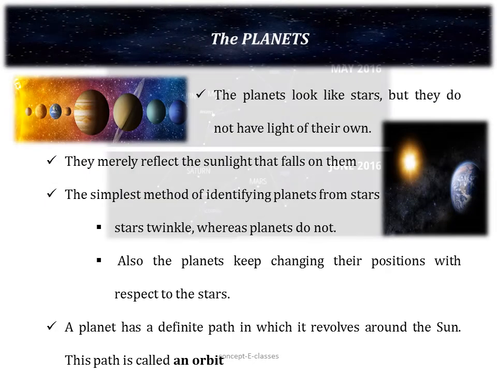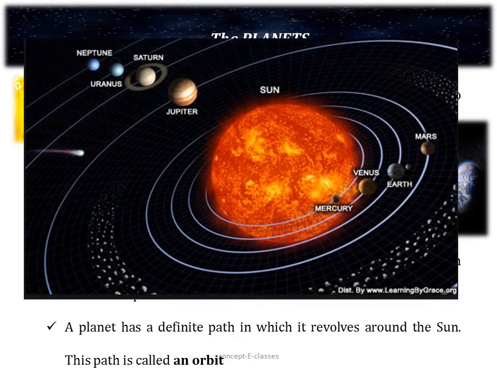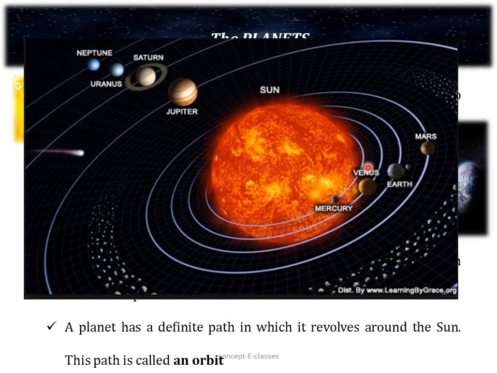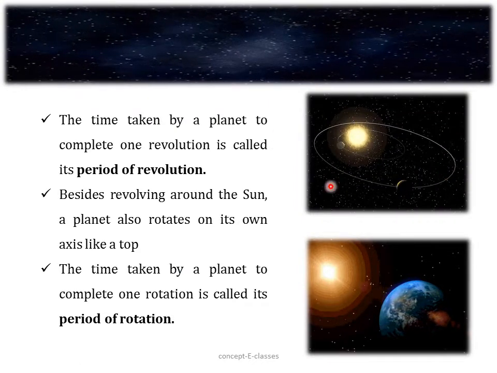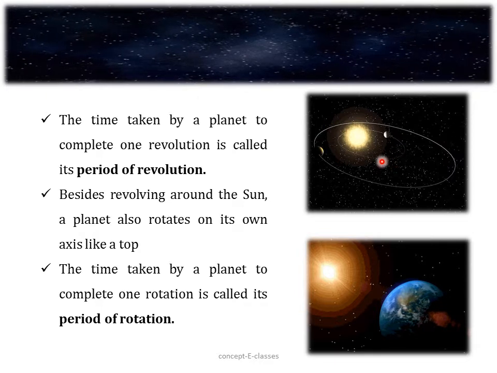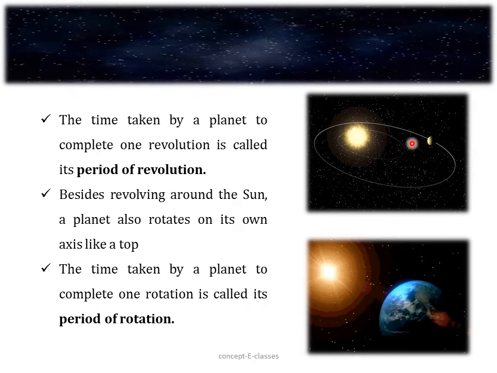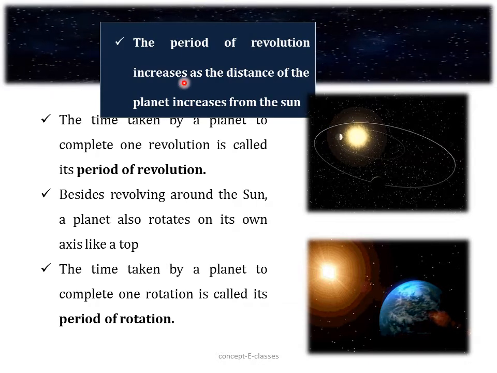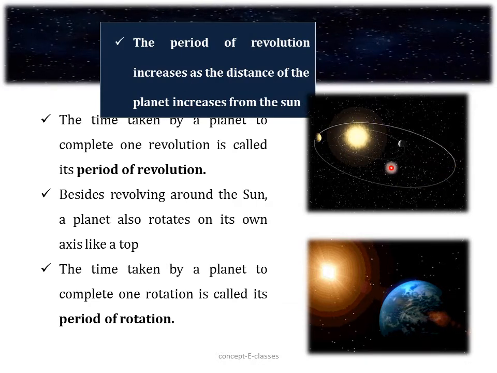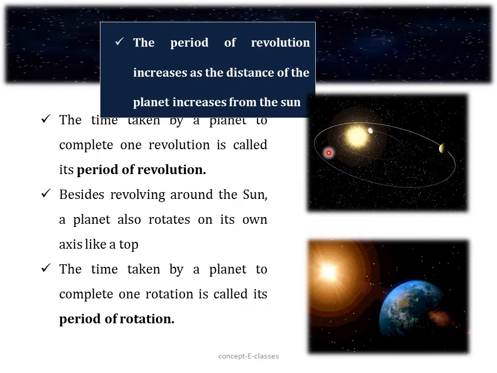Another difference is that the planets keep changing their position with respect to the stars. Now the planets have a definite path in which they revolve around the sun and that path is called an orbit. The time taken by a planet to complete one revolution around the sun is called its period of revolution. What do you mean by revolution? Revolution is the movement of one object around another object. Now the period of revolution increases as the distance of the planet from the sun increases. That is, the period of revolution of Mercury would be small as compared to that of Mars.